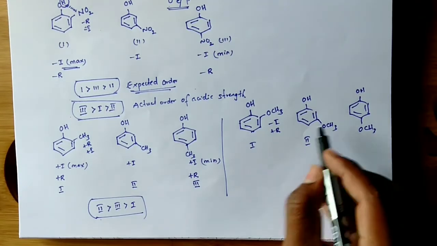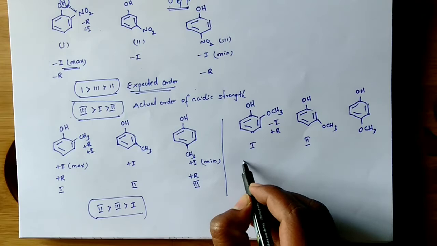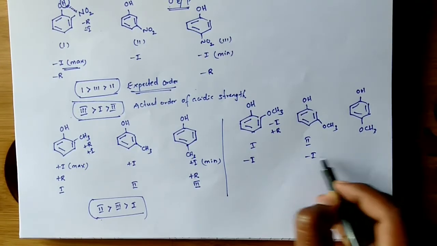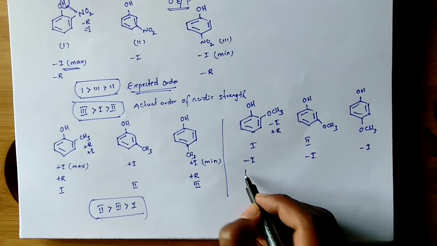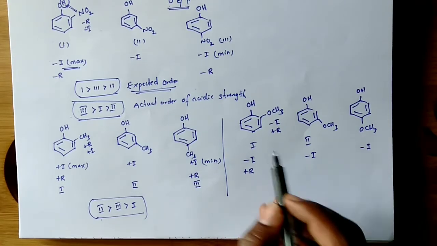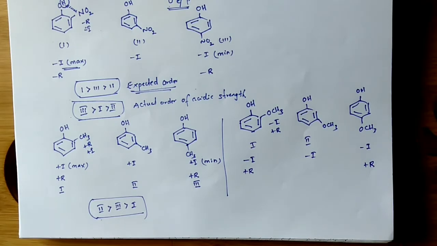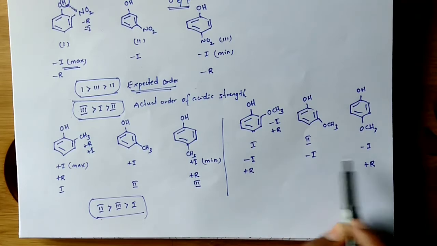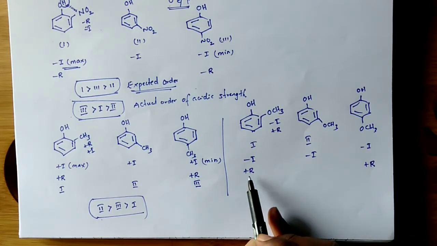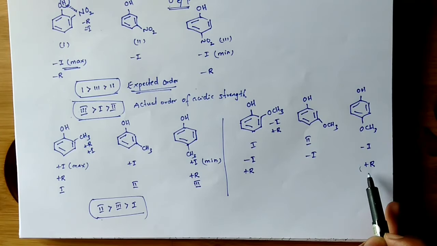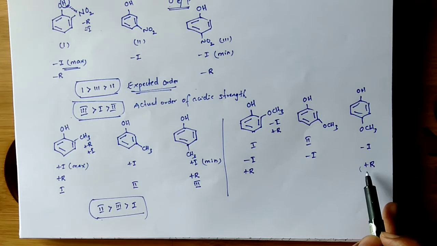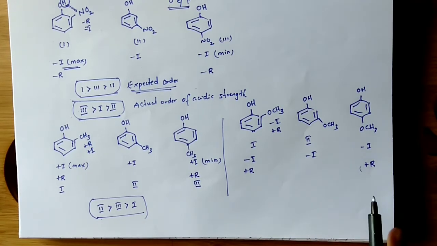Okay, so this group is a minus I plus R group. So minus I is common here and here, but the resonance effect, the plus R effect, is only at the ortho position and para position, right? So here minus I is common, right? Plus R effect, we know that it destabilizes the phenoxide ion. If the phenoxide ion is less stable, it shows less acidic nature, you know that.